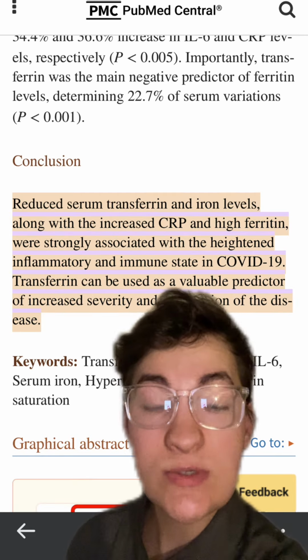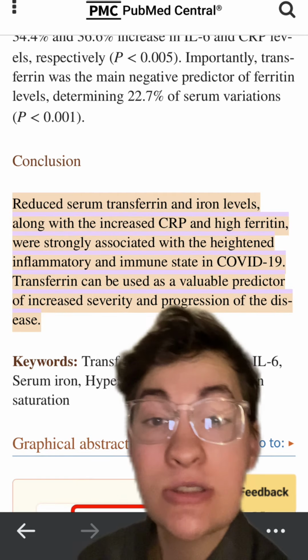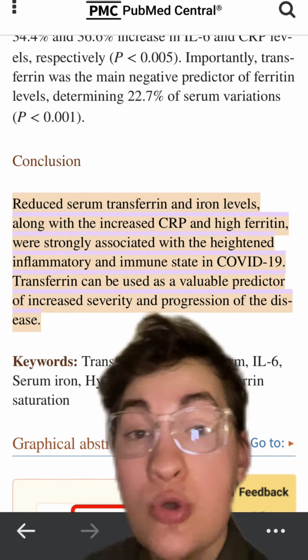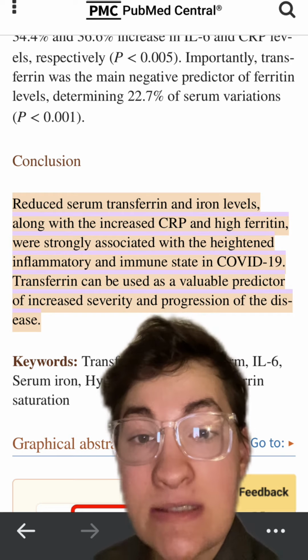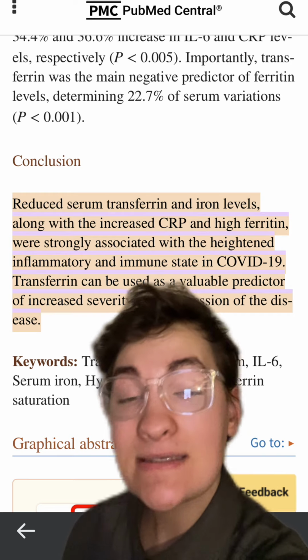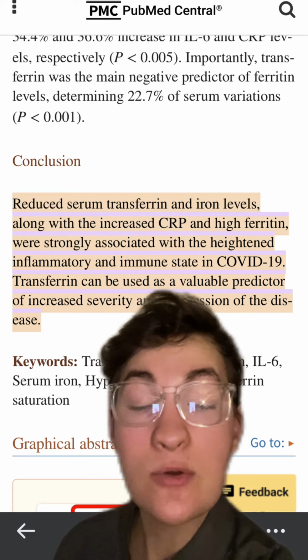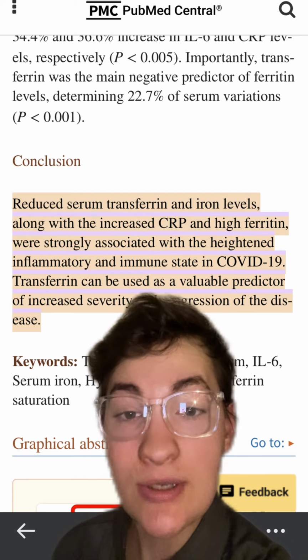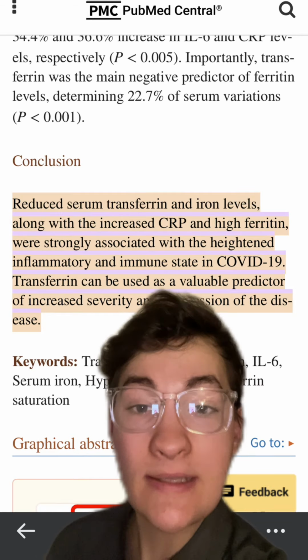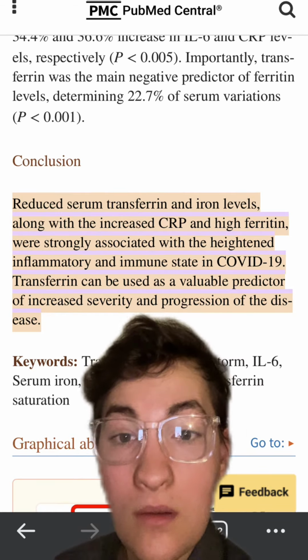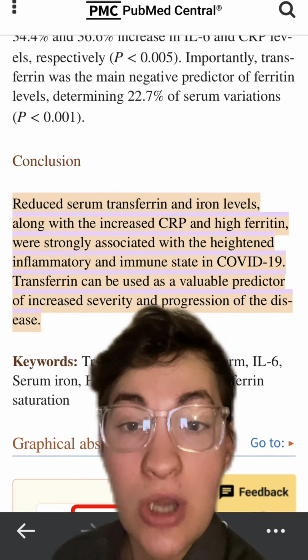Through these mechanisms, we see that inflammatory conditions such as COVID-19 reduce serum transferrin and increase serum ferritin levels. And the extent to which they reduce transferrin and increase ferritin is associated with how inflammatory the condition is, how upregulated the individual's immune system is, and the severity and progression of the disease.